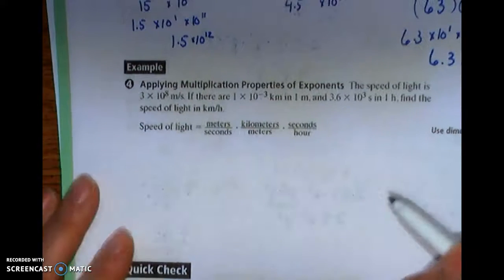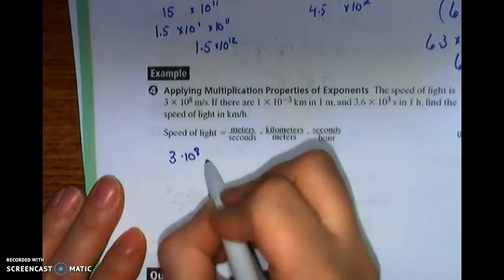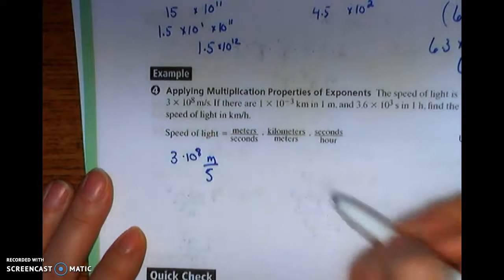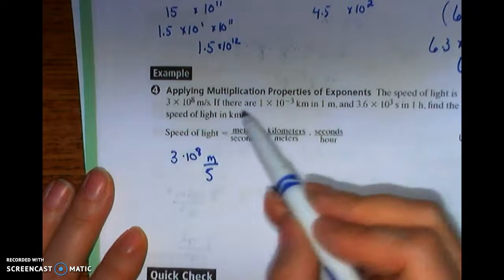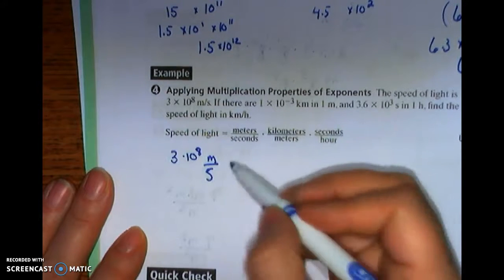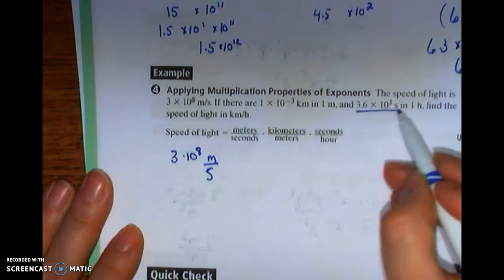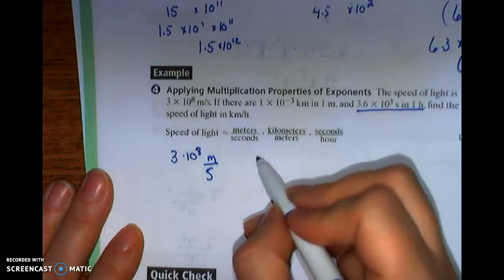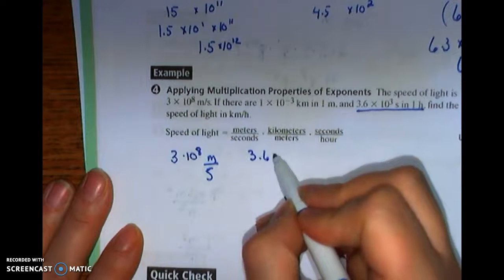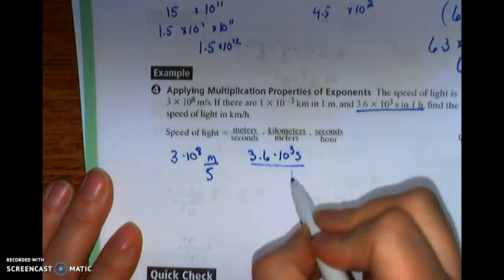All right, so I want you to think about what we're starting with. 3 times 10 to the 8th. Think about your units, meters per second, okay? And then we want this to be kilometers and we want this to be hours. Well, how many seconds are in an hour? And we're given that conversion right here. There are 3.6 times 10 to the third seconds per hour.